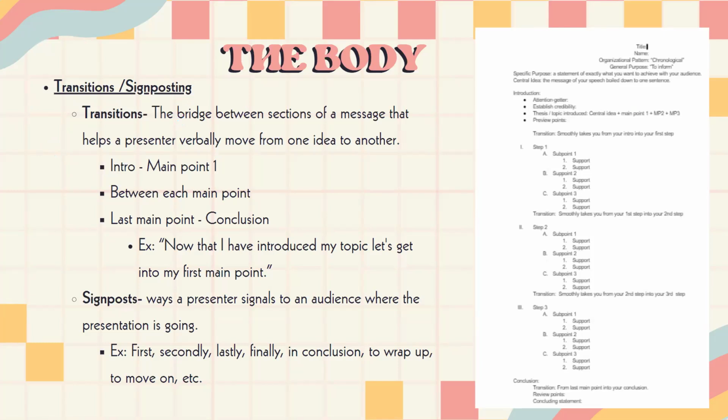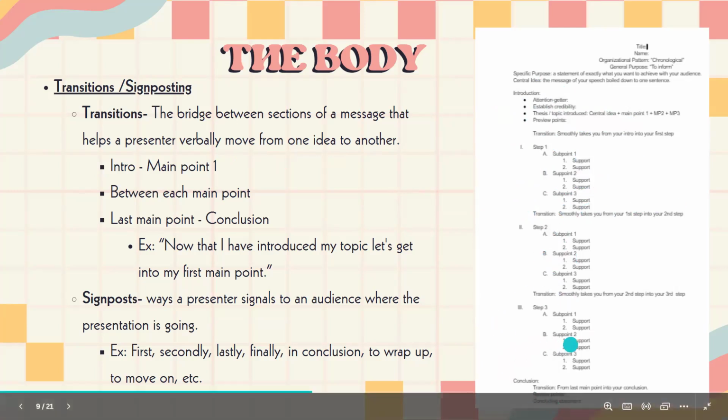It maps out where you're going in your speech, right? So the transitions are the bridge between the sections of a message that help a presenter verbally move from one idea to another. These also help your speech not be choppy, which is something I'm looking for. These are in between, right? From the intro to step one, you have a transition. From your main point one to main point two, you have a transition. Between each thing, you have a transition.